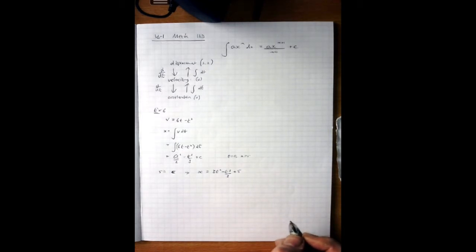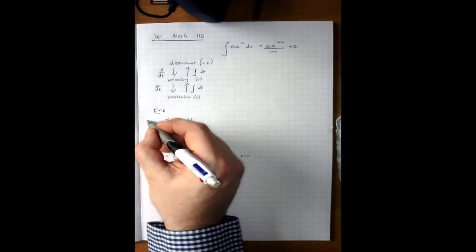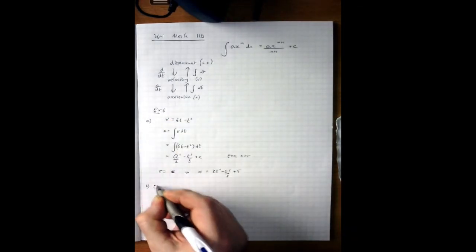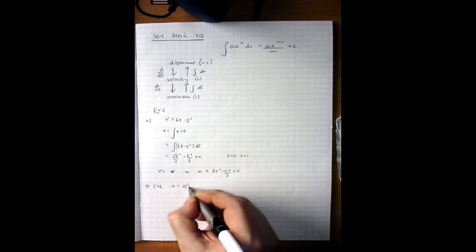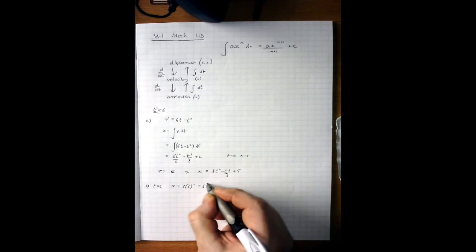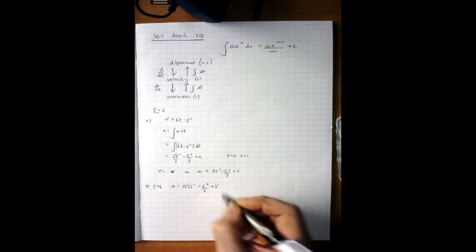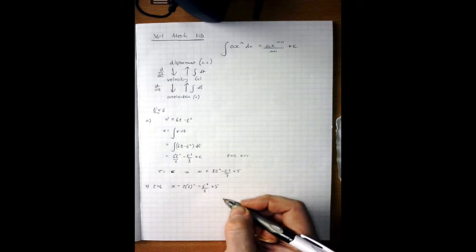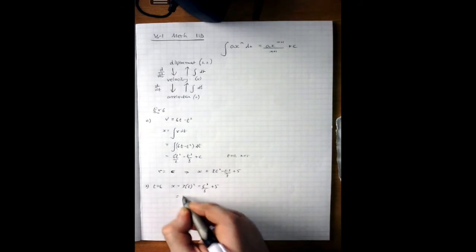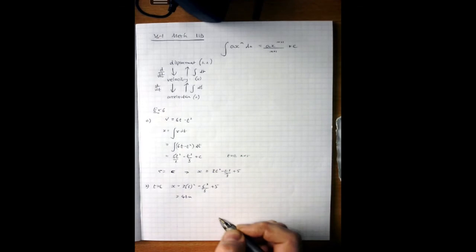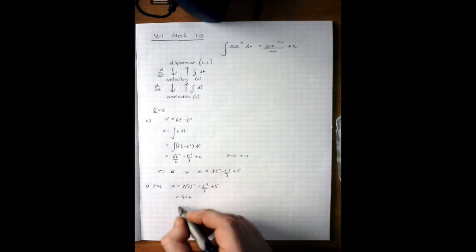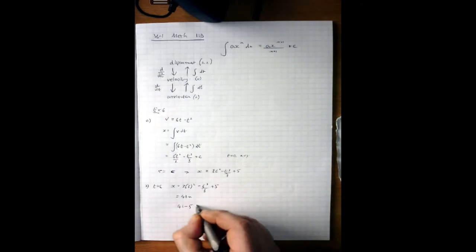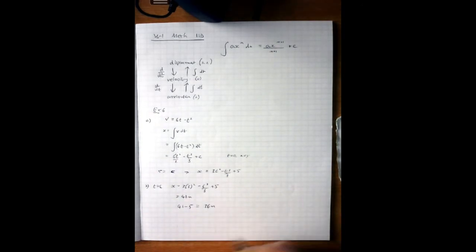When t equals 6, x is 3 times 6 squared minus 6 cubed over 3 plus 5, which is 41 meters. Well, I've gone from 5 meters to 41 meters, and so the distance I've travelled is 36 meters. That's example 6 done.